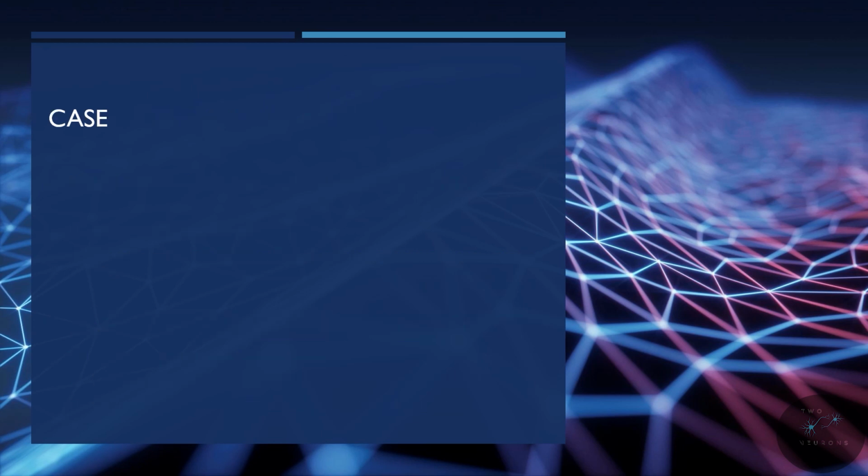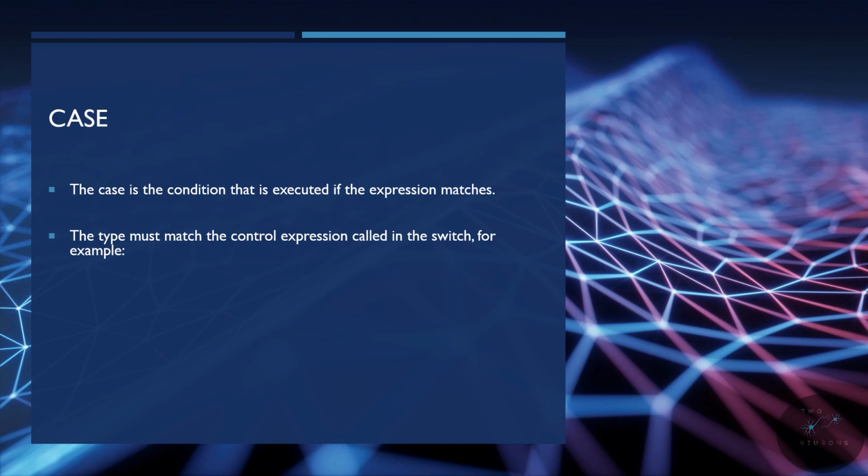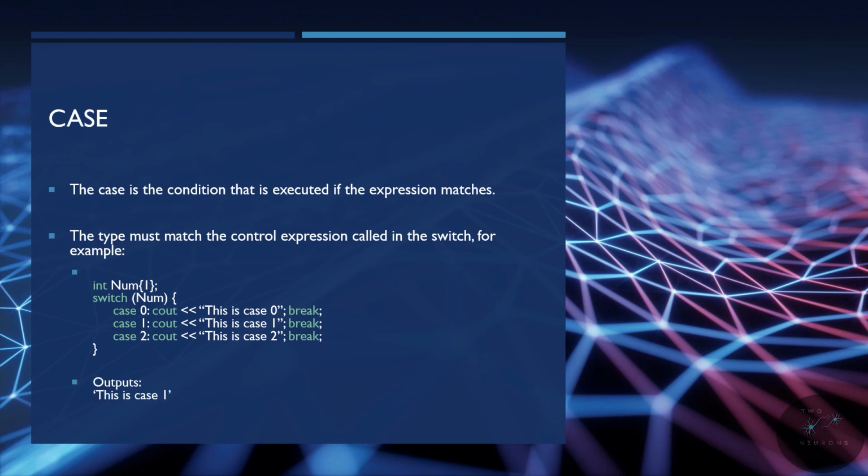And next, we have our cases. The case is the condition that is executed if the expression evaluated matches. The type must match the expression that is called for in the switch. So, for example, imagine we declared an integer type num to a value of 1. We could then have a switch statement that uses num, which is an integer type. Because we have initialized num to 1, we would execute case 1 on this list, and we would get the output that says, this is case 1.